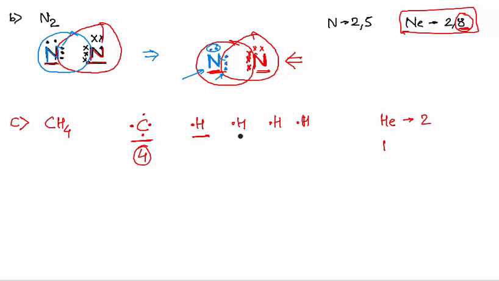And what about hydrogen? Each has 1 valence electron, and it is in need of 1 more electron, because the nearest noble gas is helium. So carbon needs 4, and each hydrogen needs 1. Now it's pretty simple, even you can guess. So look at this carbon, these are your 4 electrons.